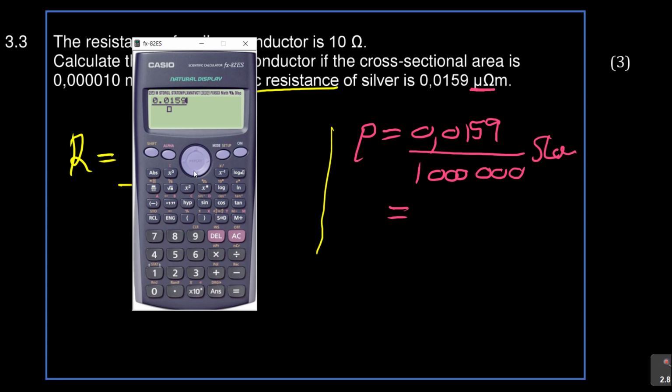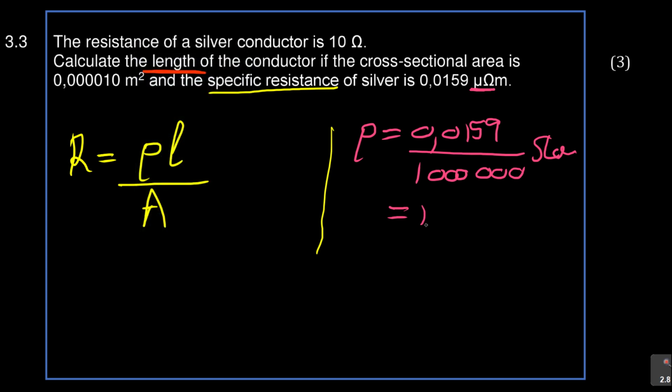0,0159. All right, and then I divide by a million. 1, 2, 3, 4, 5, 6, equal to 1,59 times 10 to the power negative 8. Just do that. And then look at this.